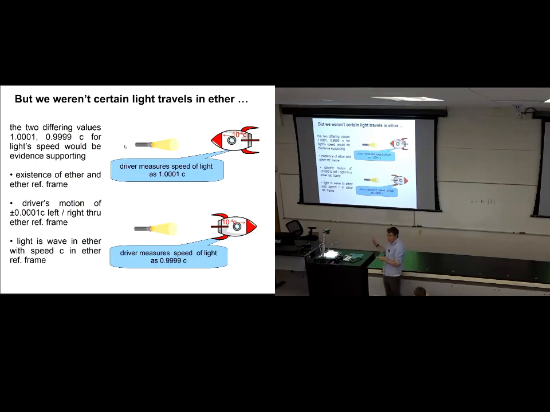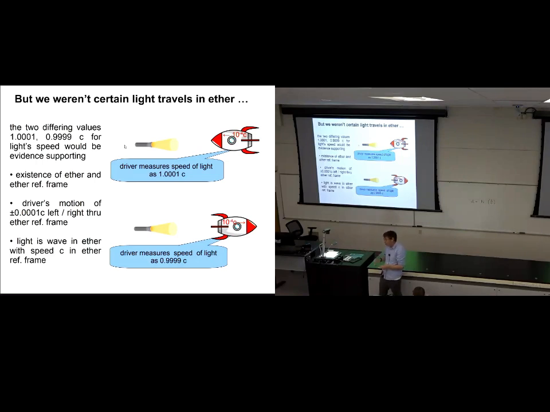If we see a different speed for light as we travel through the ether, for example to the left and right through the ether, then that will be evidence, firstly, for the existence of the ether, for your motion through the ether on your spaceship, and evidence for the existence of the ether supporting the vibrations of light, that light were vibrations in the ether.